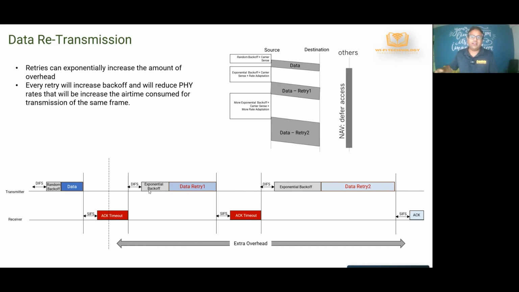Let's say my first retry also got lost, so I timed out. Now it's even worse. My exponential backoff has increased even more, so the time I need to wait to get access to the medium has increased even more. Once I get access to the medium, again I most likely would drop the data rate, which means the same data frame takes even longer on the air to get transmitted. So in other words, if I was able to successfully transmit the data, this is the airtime I'm taking. But if I have retries, then there is all this extra overhead, and the x-axis here is time. So of course you want to avoid retries as much as possible.